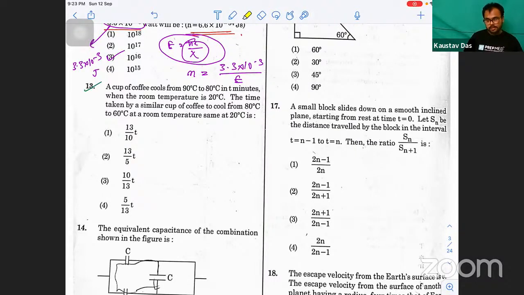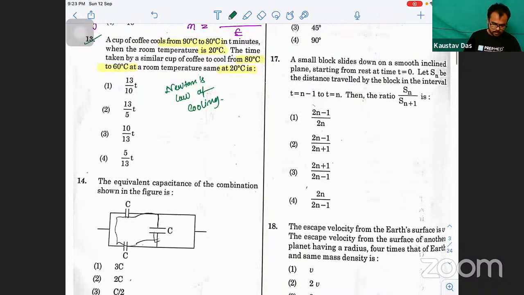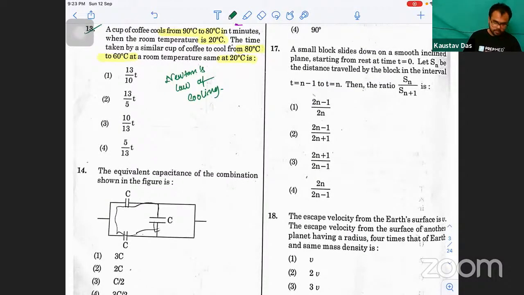We have done this question several times, and I have told you repeatedly in the class that Newton's law of cooling is going to come in the examinations from the thermal properties of matter. Here it is cooling from 90 degrees Celsius to 80 degrees Celsius, and the room temperature is given as 20 degrees Celsius. Similarly, to cool it from 80 degrees Celsius to 60 degrees Celsius at the same temperature, what is the time required? This application has come from Newton's law of cooling. I hope that everybody has done it. I am not finding this answer right now because I have skipped the question and have not calculated the value actually. So I'll definitely let you know in the Telegram group after this class ends.